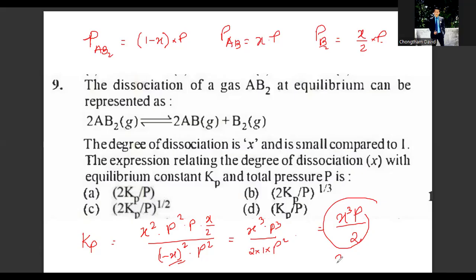So how can you relate x again? You transpose whatever terms are going to be resolved and take the cube root of this. So you have x equals twice kp by p, cube root. What is the answer for this question then? The answer would be option B, the nearest answer for question 9. I hope it is clear.